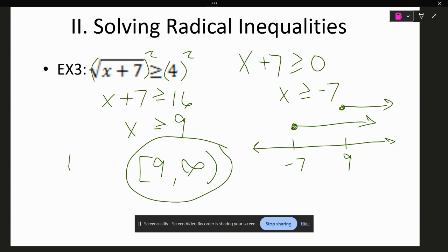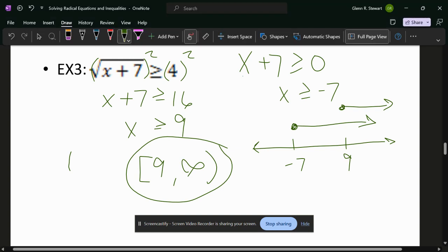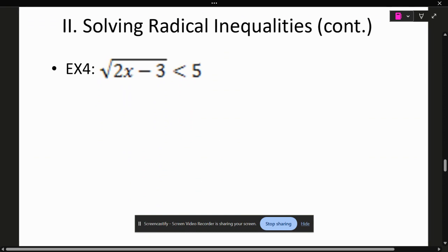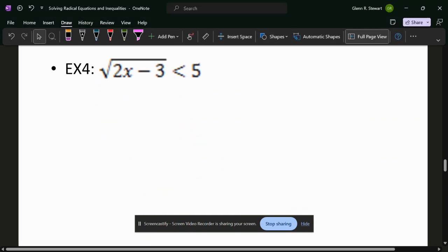Good question. All right, let's take a look at example number 4. See if you can do this one, and I'll just kind of quietly in the background go through some of it, and you can check your work.